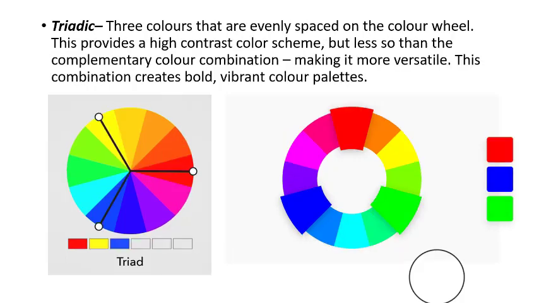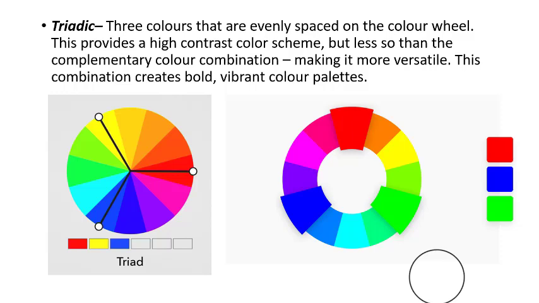Let's move on. Now we have triadic. Three colors that are evenly spaced on the color wheel. And as we're going to divide 360 by 3, that is 120. They are just 120 degrees apart. So this also provides a high contrast color scheme, but less so than the complementary color combination, making it more versatile. This combination creates a bold, vibrant color palette.